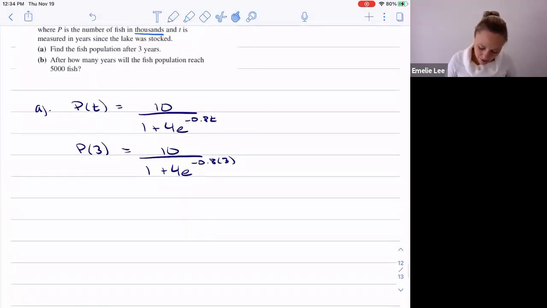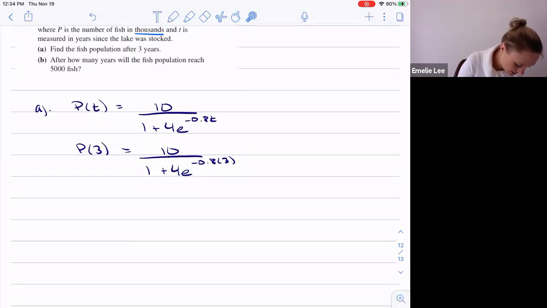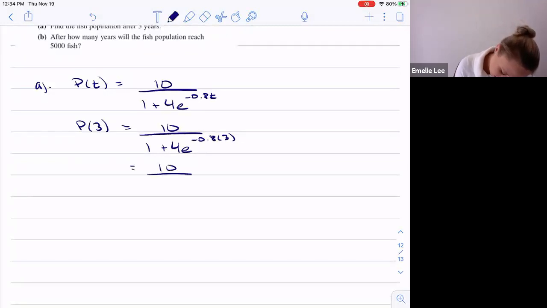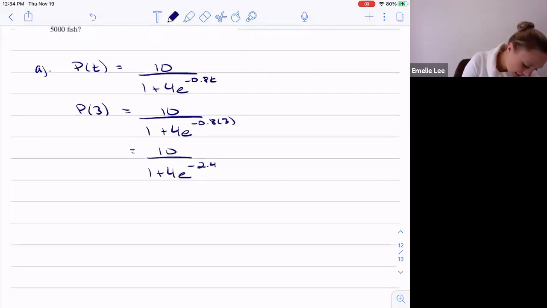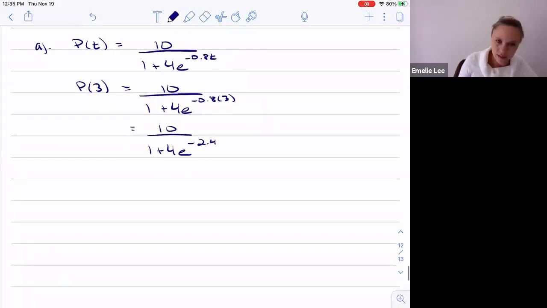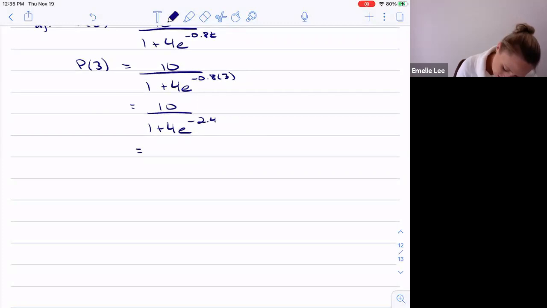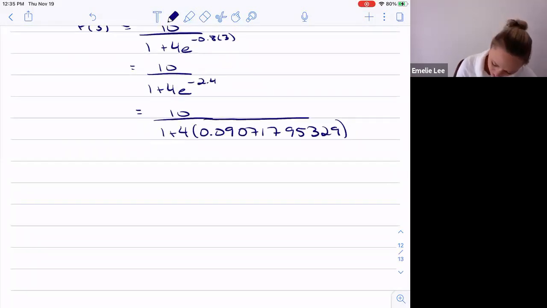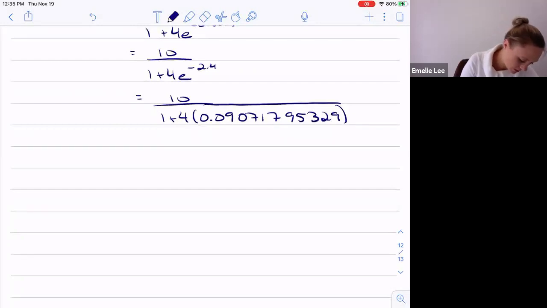All right. I'm going to simplify, so I'm going to write out all my steps here. Negative 0.8 times 3 is negative 2.4, so I get 10 divided by 1 plus 4 times e to the negative 2.4. e to the power of that is roughly 0.0907. So I get 10 divided by 1 plus 4 times 0.09071795329. I always write out all my decimal places, unless I'm really lazy. Times 4.